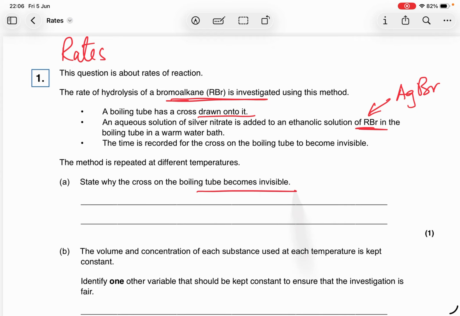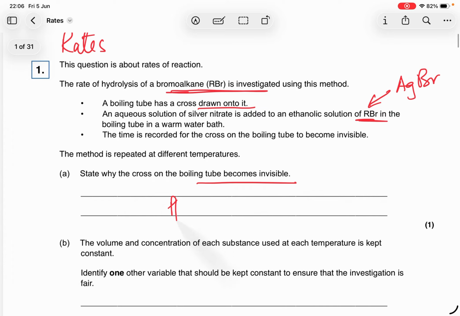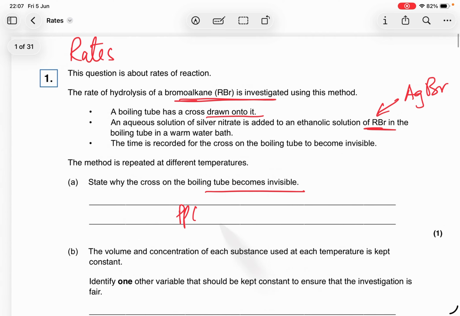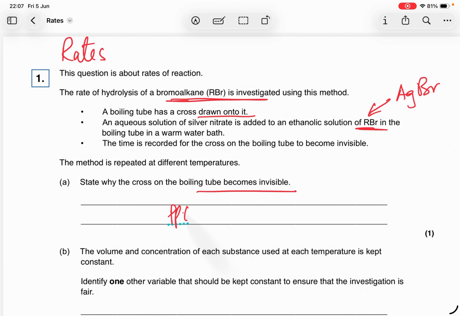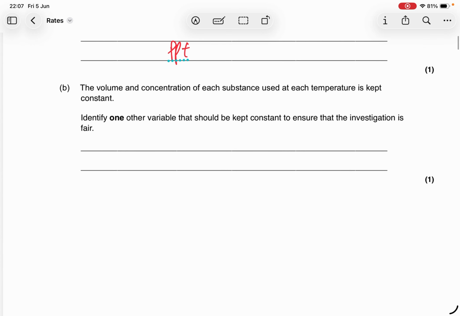Why does the cross become invisible? Because a precipitate of silver bromide forms. So a precipitate forms. The volume and concentration are used, and at each temperature is kept constant. State one other variable that could be kept constant to ensure the investigation is fair.